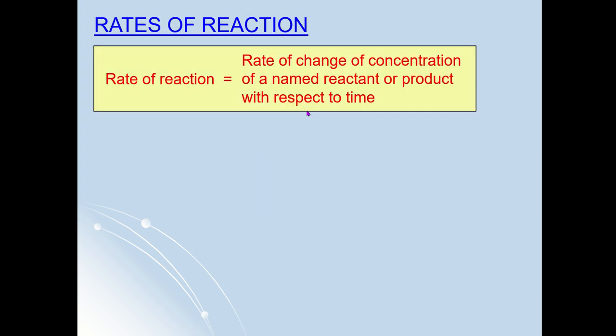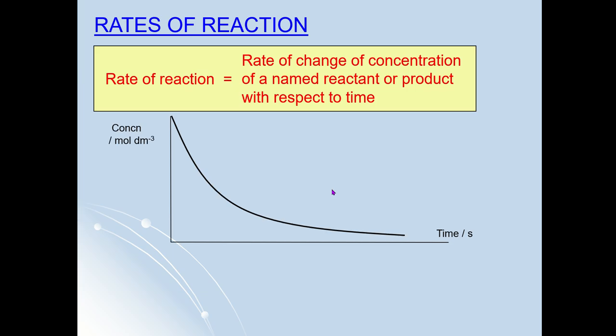So let's look at, first of all, what actually is the rate of reaction. What do you need to know it as? It is essentially the rate at which the concentration of a named reactant or product changes, with respect to time, of course. So we're going to measure rates of reaction as a change in concentration, which is moles per decimetre cubed, and we're going to look at that per second normally.